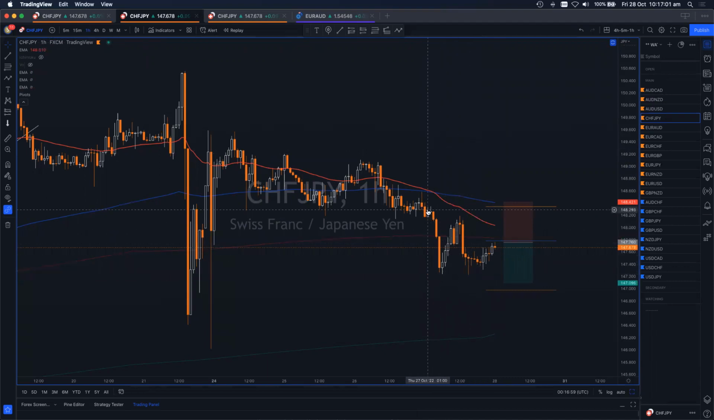This was Swiss yen. I think there was some news 2 days ago. Look at my chart for my news. Not really sure. Don't know. So not keen on the higher low.